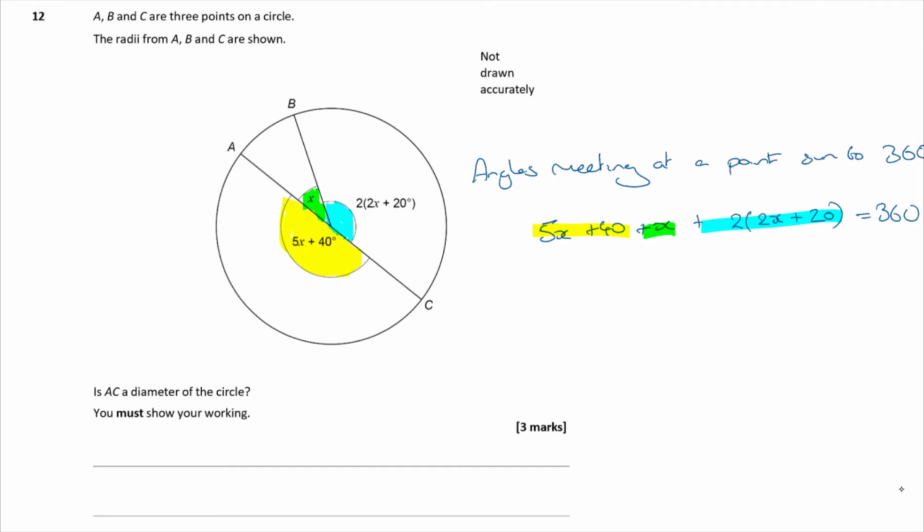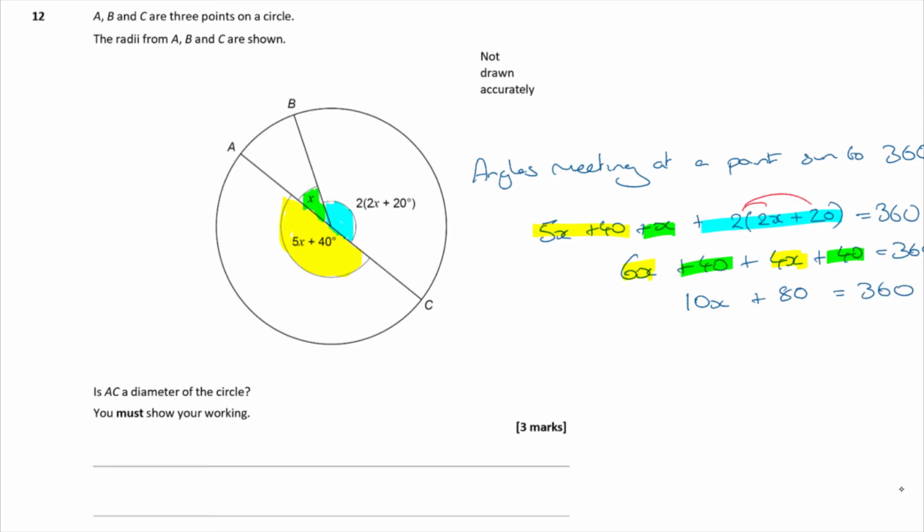Before I do that, I'm gonna have to multiply out this bracket here, aren't I? Okay, so I might collect the 5x and the x together. So that's 6x plus 40 plus, I've got 2 lots of 2x, which is 4x, and I've got 2 lots of 20, which is 40. So that's equal to 360. And then I've got my 6x and the 4x, and I've got 40 and 40. So adding those together, that gives me 10x plus 80 equals 360.